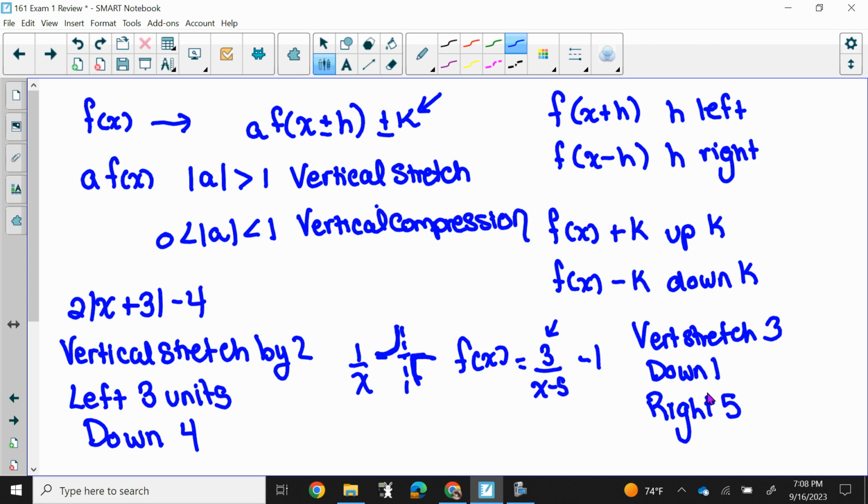It doesn't allow the use of formulas, but you are allowed to use a graphing calculator. So feel free to do that. Okay.